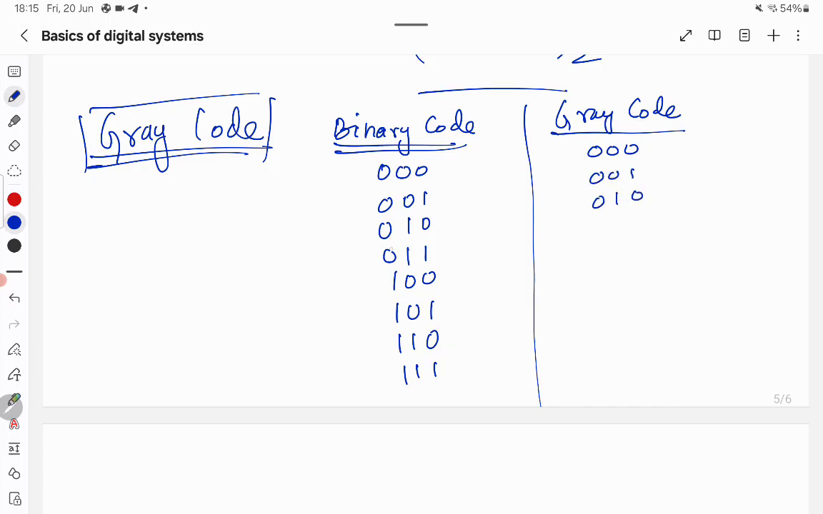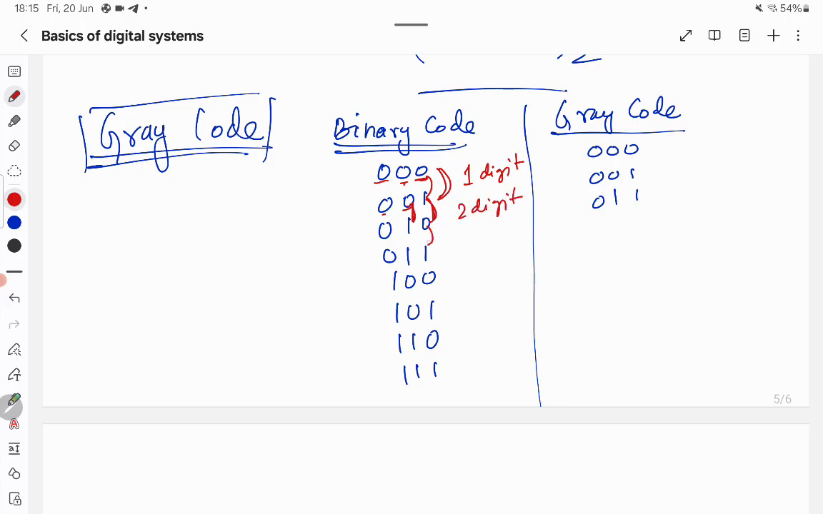In gray code we maintain the Hamming distance. If you see the number of digits changing in binary, 0 remains as 0, 0 remains as 0, 0 becomes 1 here, so 1 digit changes. If you look here, this one is changing, this one is changing, so 2 digits are changing.